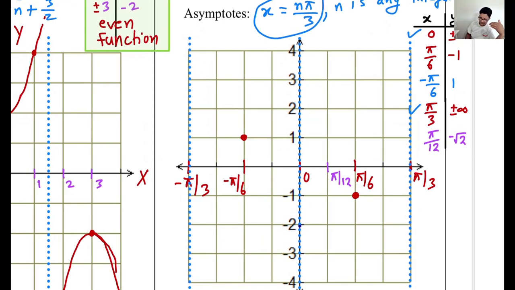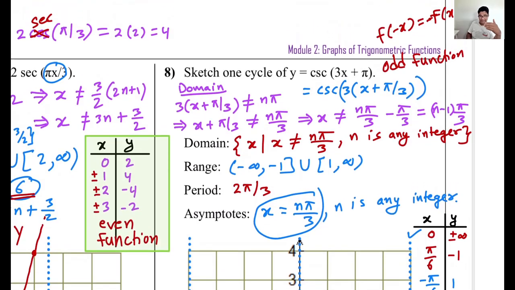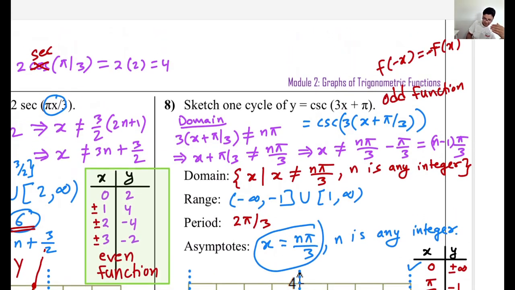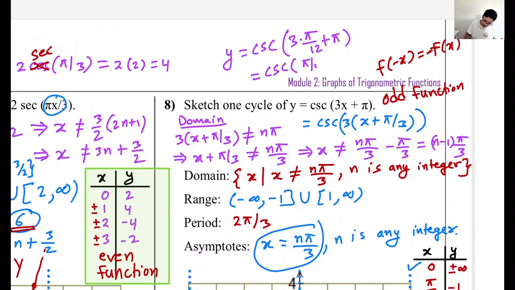So I evaluated the value of the function at pi over 12, because I know pi over 12 will be halfway between 0 and pi over 6. I wanted to show that evaluation also, so I did that. You go to the original function cosec 3x, and you plug in pi over 12 for x plus pi. Now the 3 and 12 cancel and you get pi over 4 plus pi.